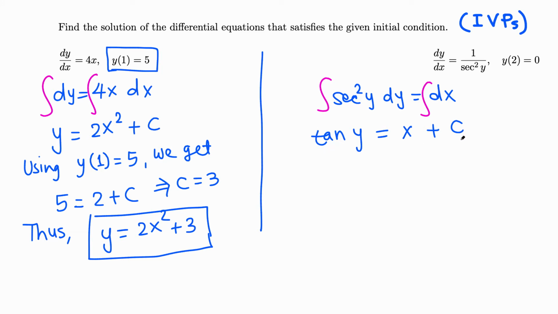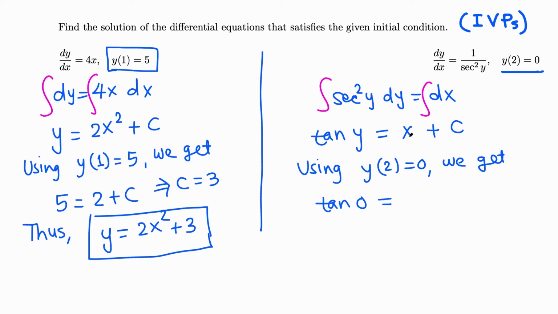Now let's find the value of the constant c first, then we can isolate y. So here is the initial value: y at 2 equals 0, so y is 0 when x is 2. So tangent of 0 equals 2 plus c. And we know that the tangent of 0 radians is just 0. So 0 equals 2 plus c. Subtract 2 from both sides, we get c equals negative 2.